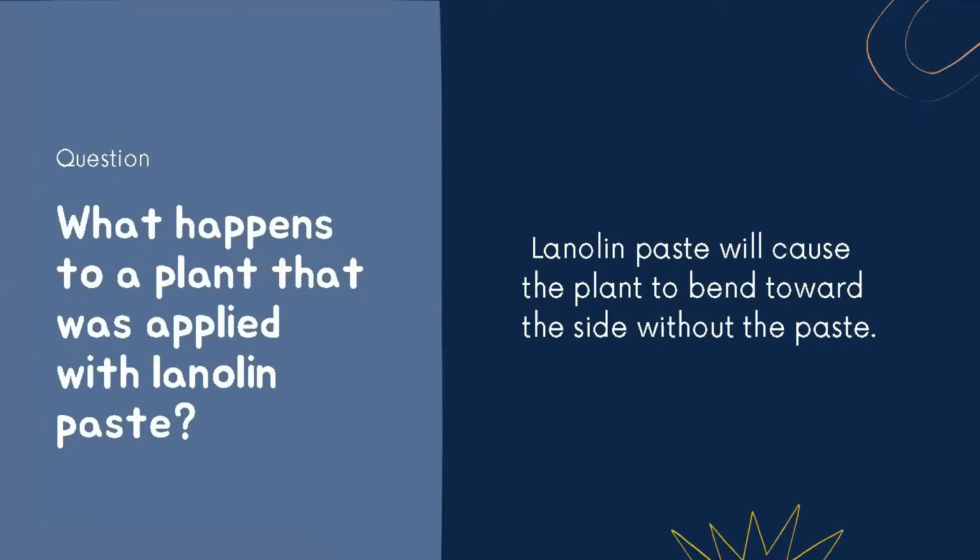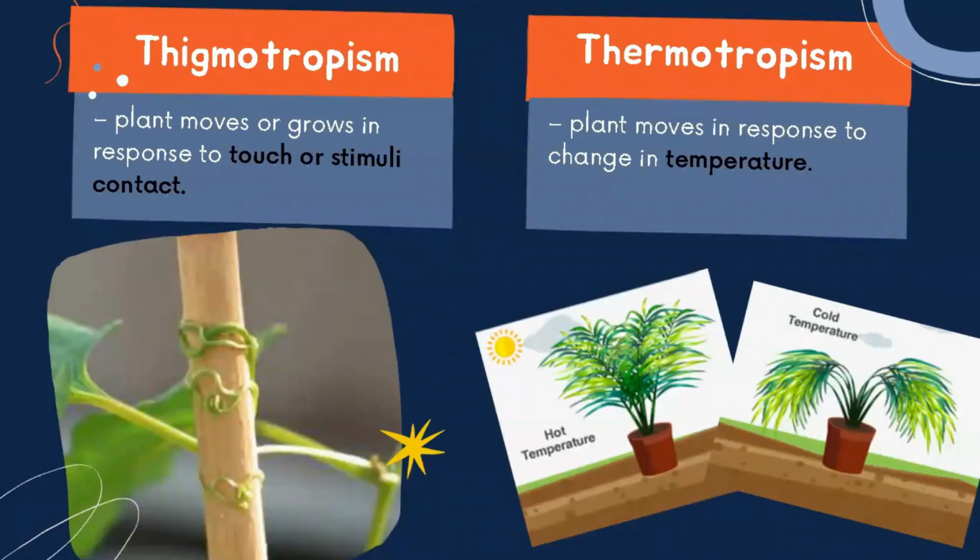Ito pa, nasa NMAT Reviewer to. What happens to a plant that was applied with lanolin paste? So the lanolin paste will cause the plant to bend toward the side without paste. So ito naman yung mga different responses of plants to different stimulus or environment.